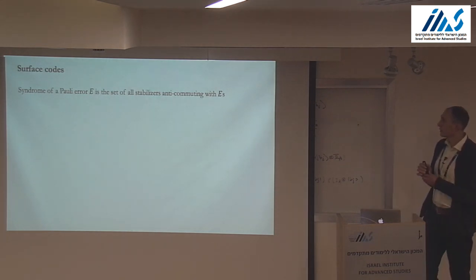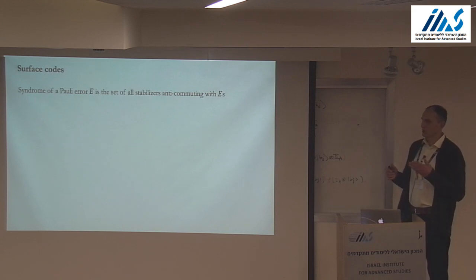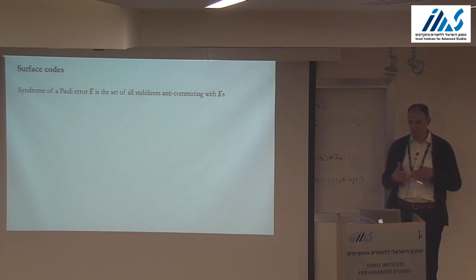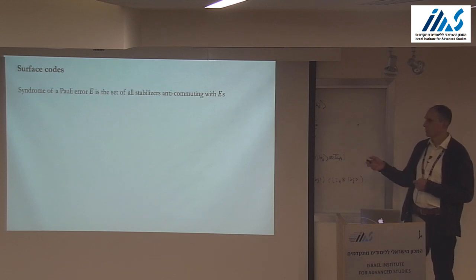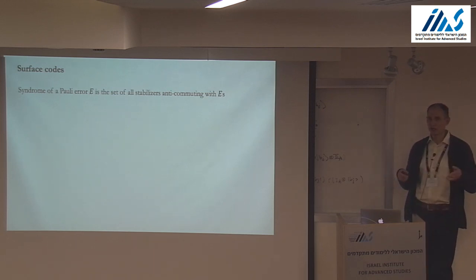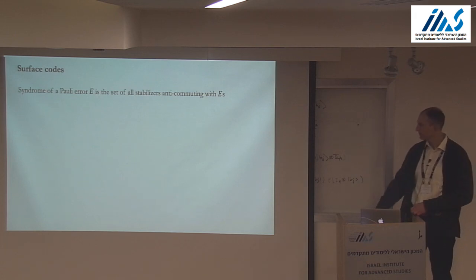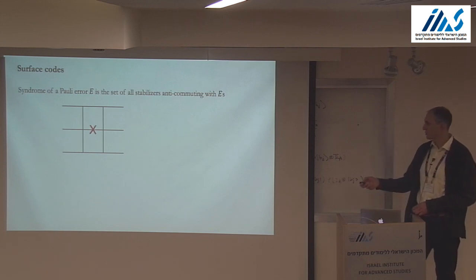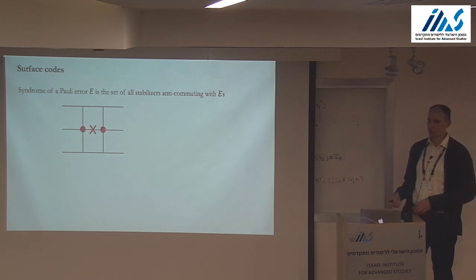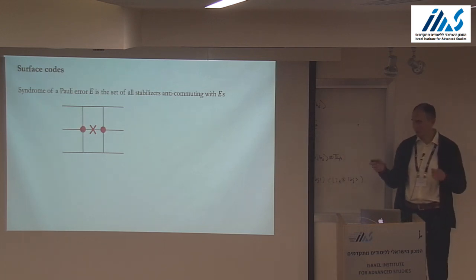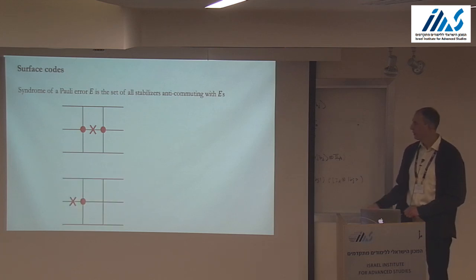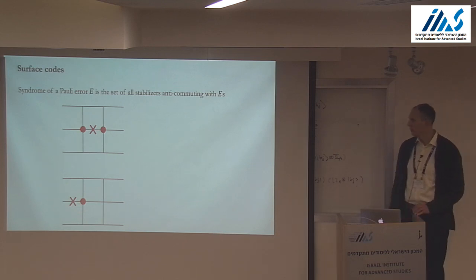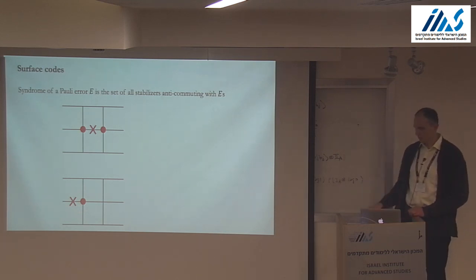And somehow, if we have some Pauli error E, we define the syndrome of the error as the set of all stabilizers that anti-commute with the error. Let me show some examples. Suppose we have a single qubit X error on this qubit, then it would create a syndrome at the two endpoints of this edge. And for some edges near the boundary, we would have just one syndrome, because this edge has only one endpoint.